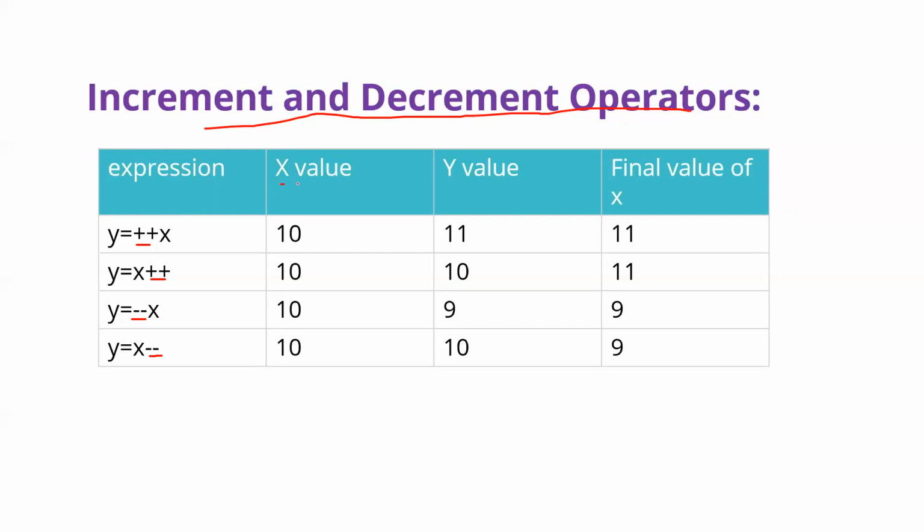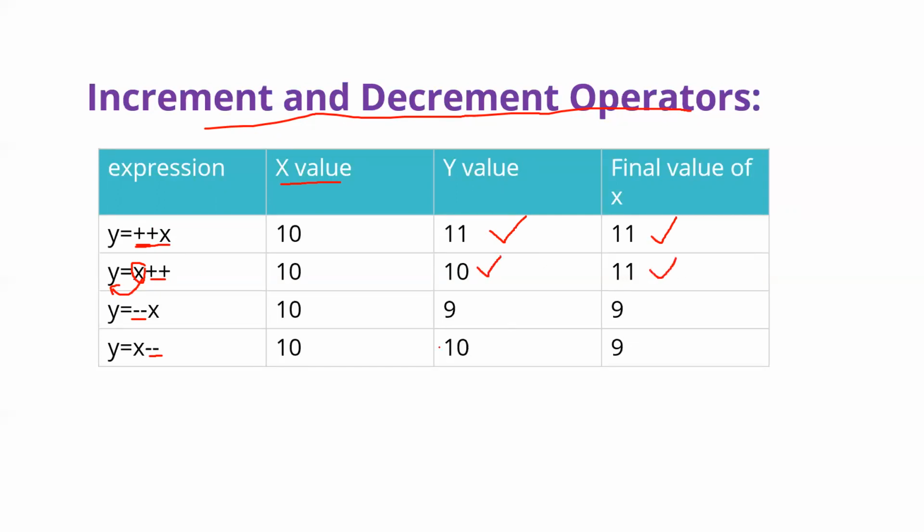Let the initial value of x be 10. Now, whenever you apply y equal to plus plus x, first the plus plus x will be done, which means 11 will be stored into the y value and the x value will be incremented, x will be 11. Now, whenever you apply x plus plus, first the x value will be stored into y, which means the 10 value will be stored into y, and later x will be modified, which means y value will remain as 10, x value will become 11.